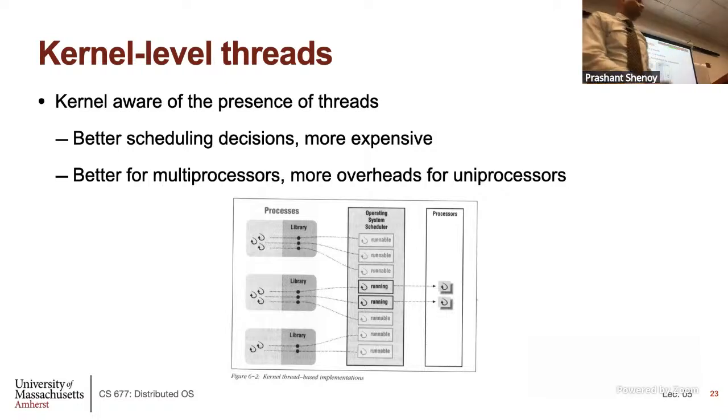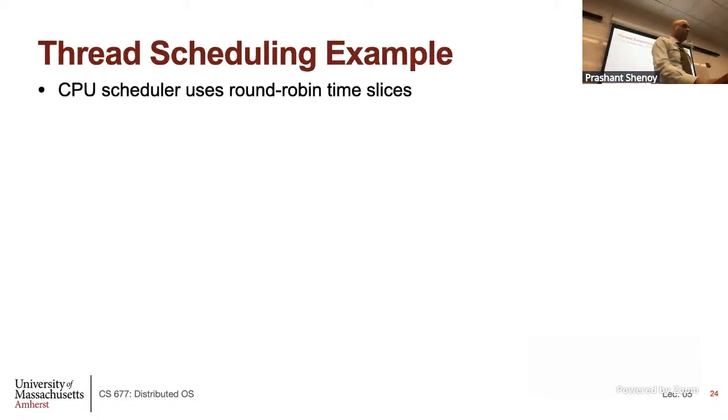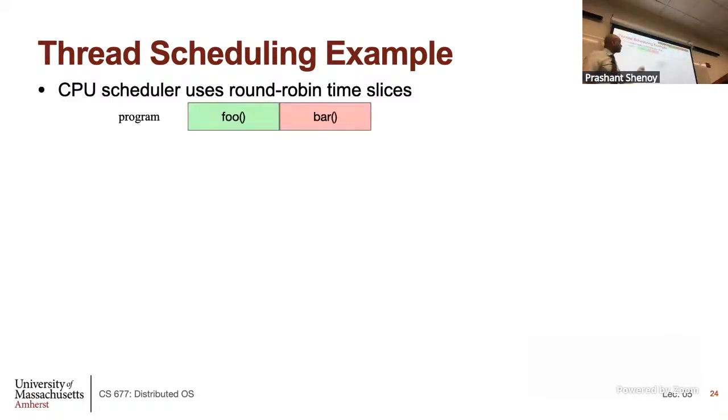Is that clear? Okay. All right. So now we'll do a quick example so you will understand concurrency and parallelism at least. Okay, so here is our program. This program has 2 functions, foo and bar. Initially, we'll assume that this program is just a single thread.